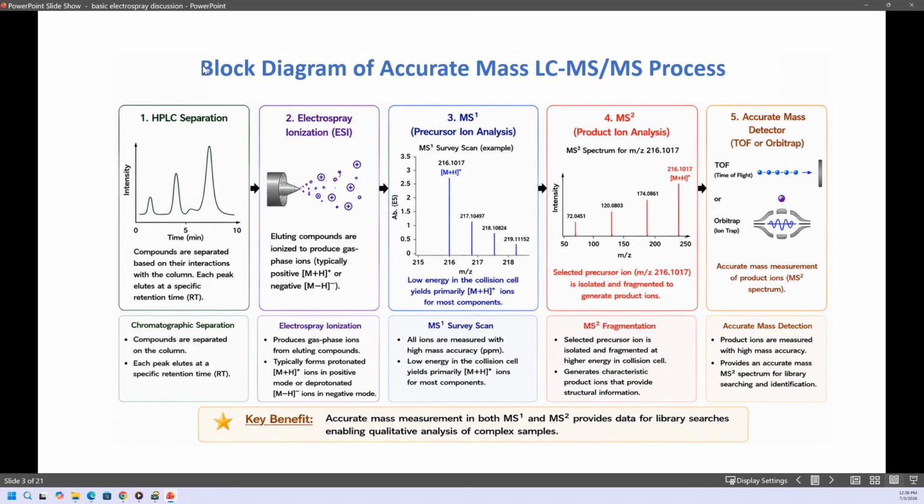I will be breaking down the talk into the following 5 topics. I have them in the block diagram shown below: the separation, because we'll generally always be looking at mixtures by LC-MS; the electrospray ionization; the precursor analysis in the first part of the mass spec analysis to get the molecular weight information for the compound; and then the product ion analysis to get additional substructural information to use for searching; and then you have to detect it all using the accurate mass detector in both the first phase, the MS1, and the MS2.